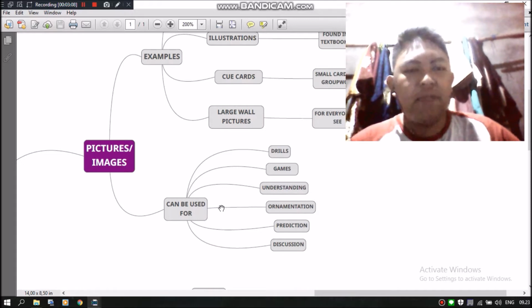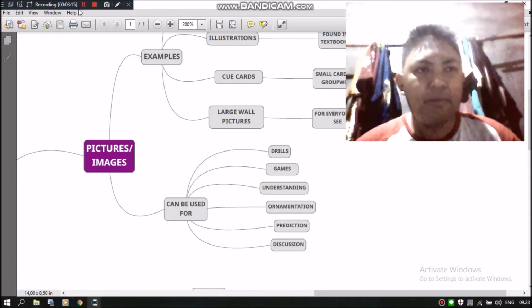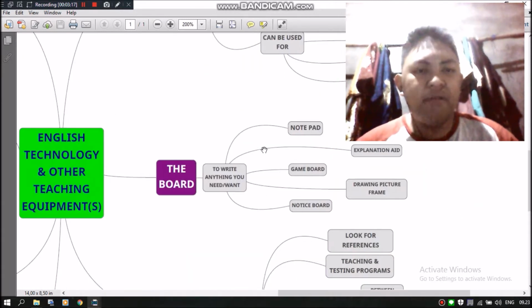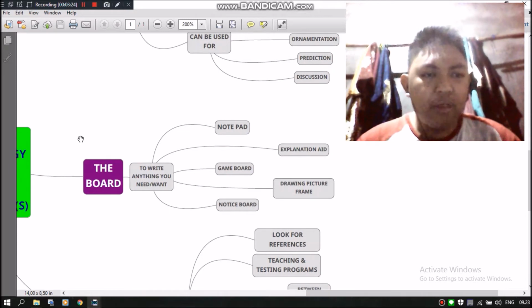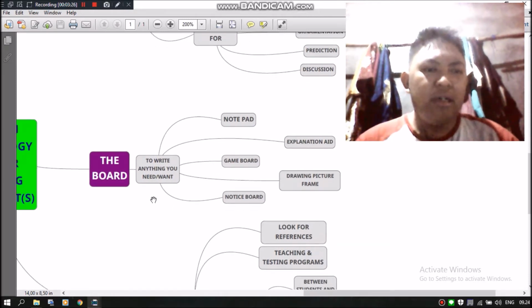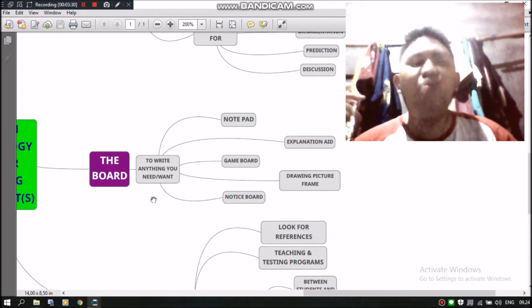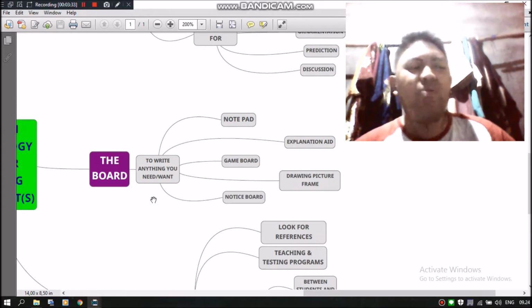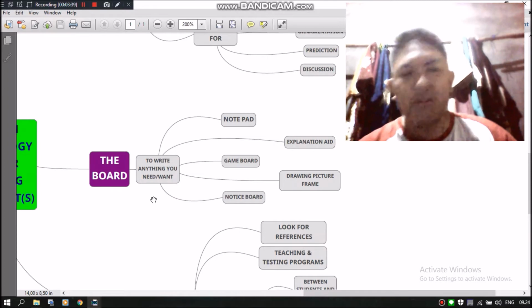And the next function for pictures and images is ornamentation, prediction, and discussion. So we move on to the board, any kind of board, whiteboard, blackboard, or anything. The main function of the board is literally to write anything you need and you want. You can write almost anything you need and anything you want on the board in the front of the classroom.